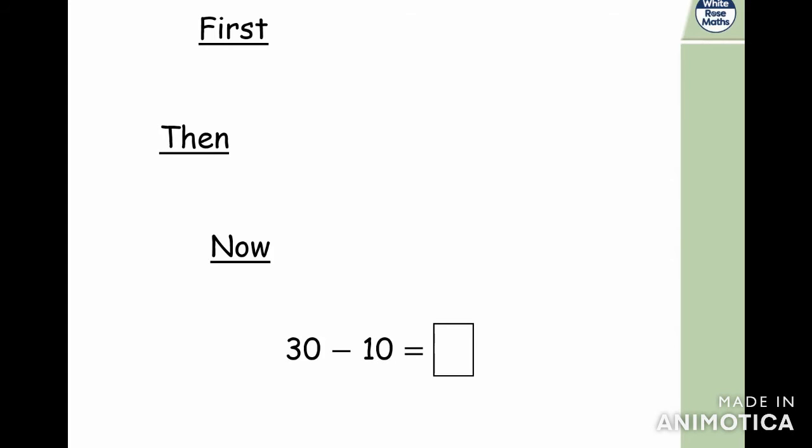Or maybe we had 30 children in a class, and 10 of them are going out to play, so our amount is decreasing. First there were 30, then 10 went out to play, and now there are 20.